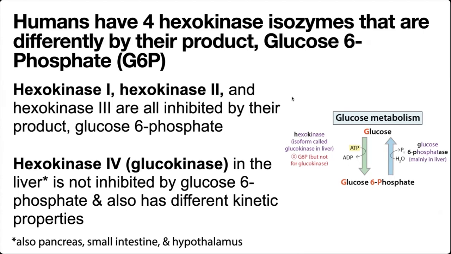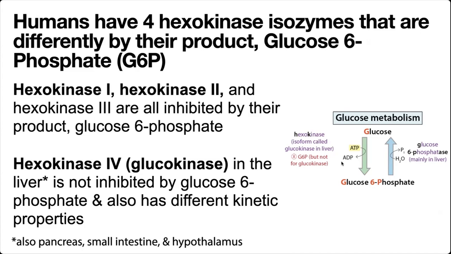So again, going back to tissue specialization, these are regulated differently and have different kinetic properties. Our main ones, hexokinase 1 and 2, as well as hexokinase 3, are all going to be inhibited by their product, glucose 6-phosphate. Glucose 6-phosphate is the product, it's inhibiting the enzyme. This is an example of negative feedback inhibition.